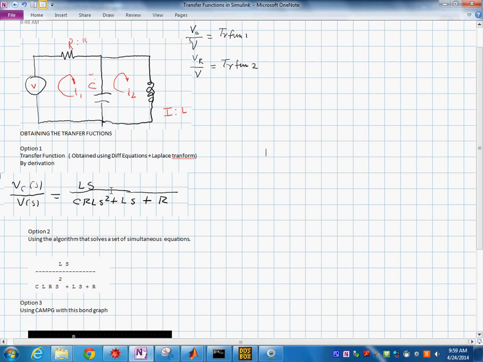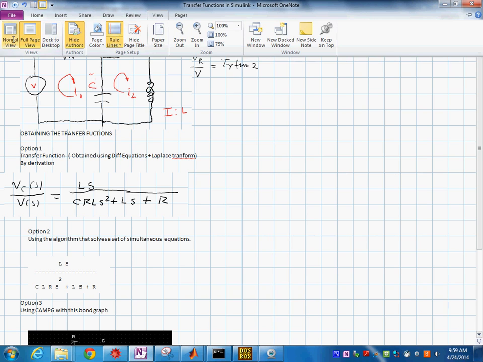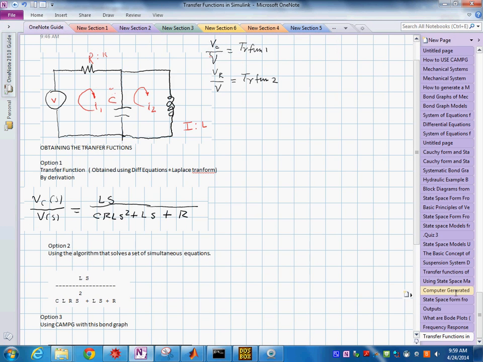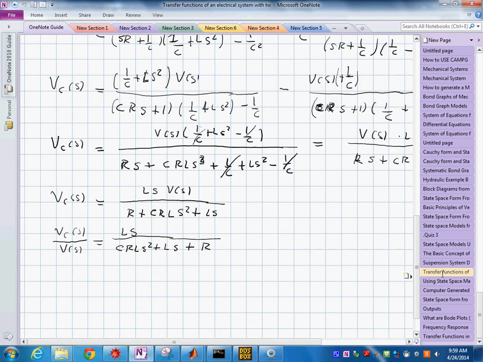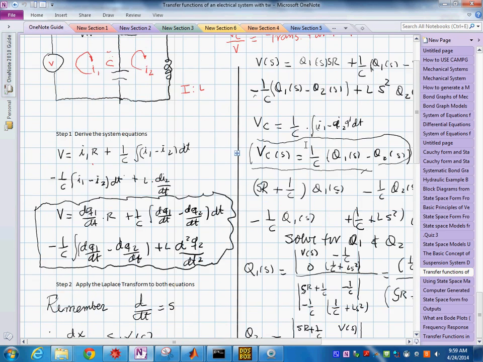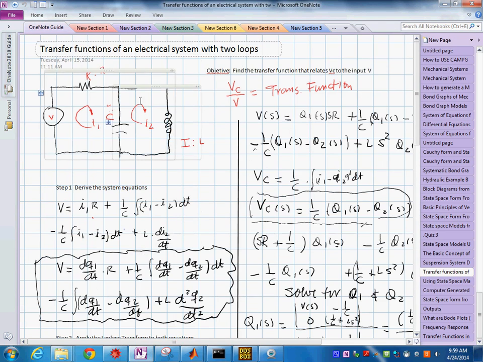The very first option is this one. This we obtain by hand. How do we do this? We derive the equations of motion, and we obtain this transfer function. Perhaps it might not be a bad idea if I remind you of that. Maybe we go back over here. There we go. See, this is from a previous lecture.